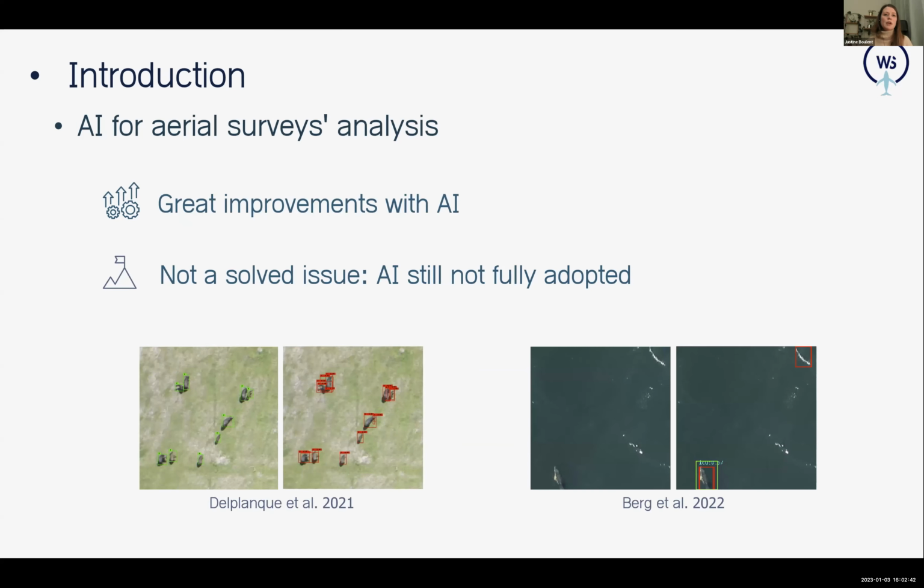To improve and accelerate the analysis of this data, we can rely on AI, which has led to great improvements in the automatic counting of animals in recent years. However, automatic aerial survey analysis is not a completely solved problem, as it has not yet been really adopted for our task.